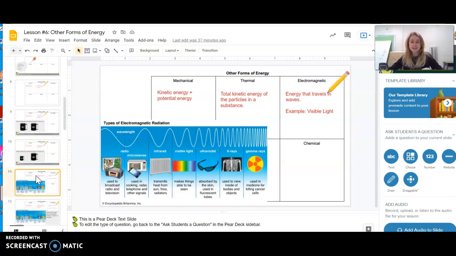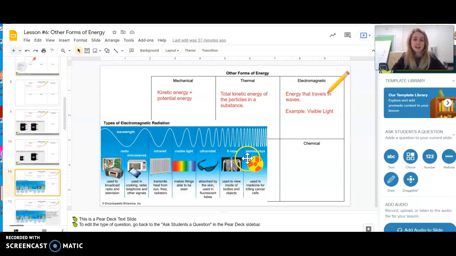The next one is electromagnetic energy, and this is energy that travels in waves. And depending on how big those waves are, it is a different type of electromagnetic wave, and we use these in everyday life. You'll see that there's radio waves, there's microwaves. We have visible light, which is the tiny little wavelength that we can perceive with our eyes. Any wavelength that's too big or too small, we can't see.